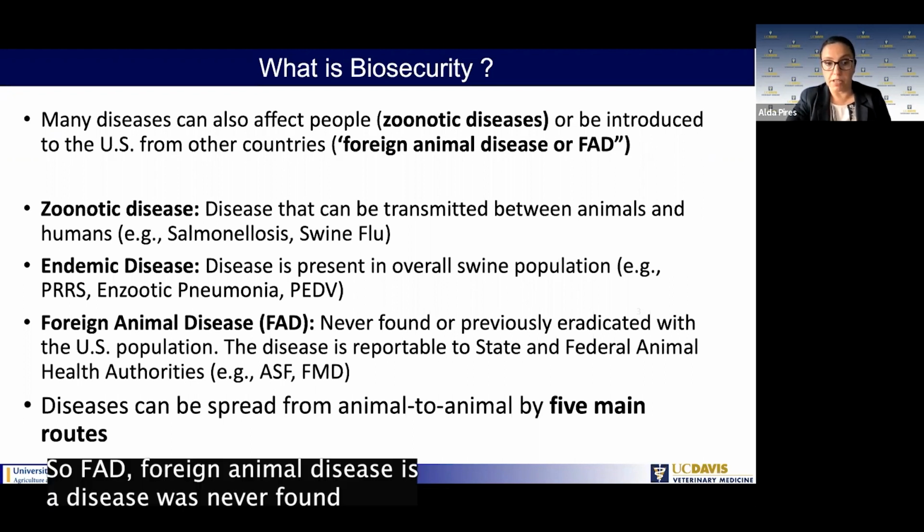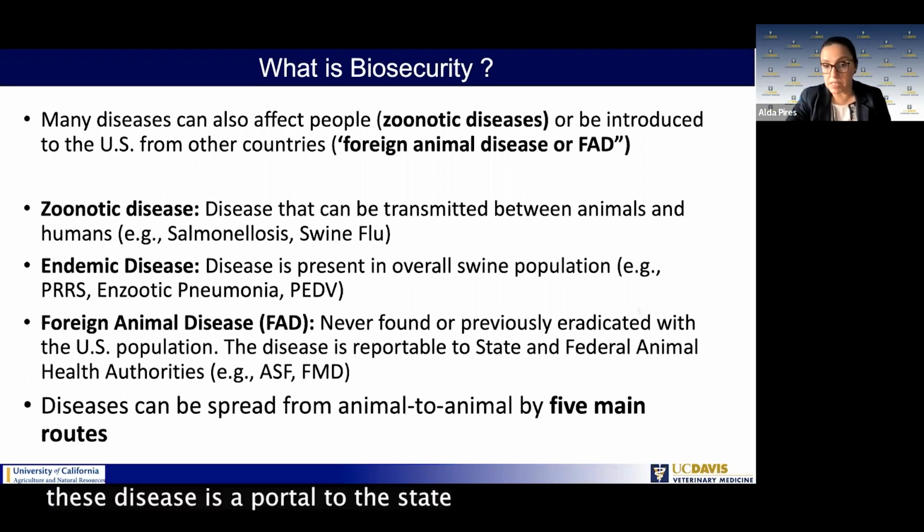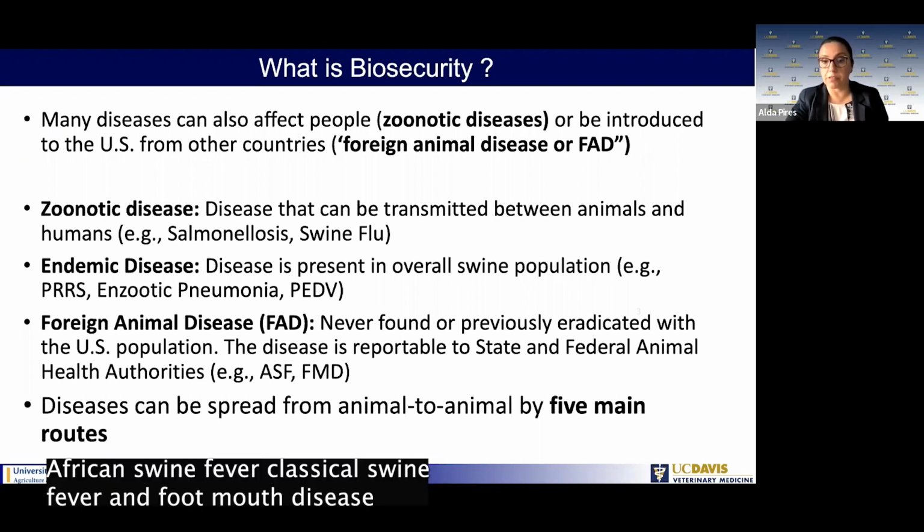A FAD, or foreign animal disease, is a disease that was never found or was previously eradicated, so eliminated, in the US population. These diseases are reportable to state or federal animal health authorities, for example African swine fever, classical swine fever, and foot-and-mouth disease.